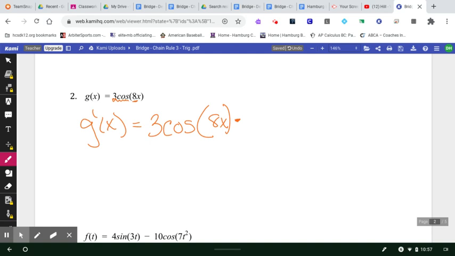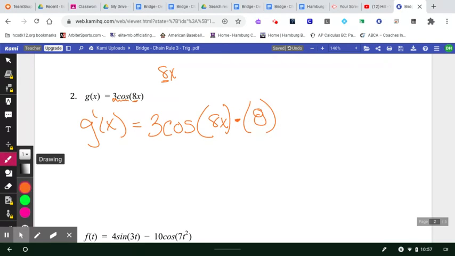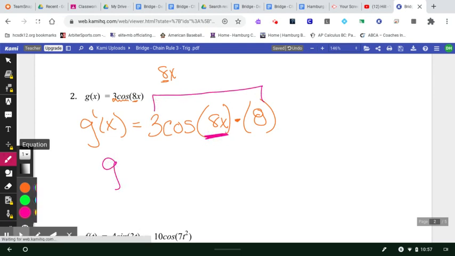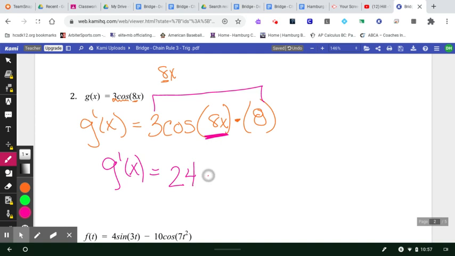If your inside is 8x, its derivative, this is linear, is just going to be times 8. Again, nothing can go into the "of" part. The only numbers that can get multiplied are these two. So g prime of x is equal to 24 cosine of 8x.